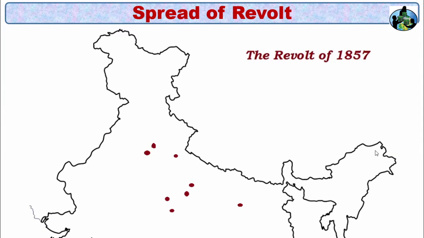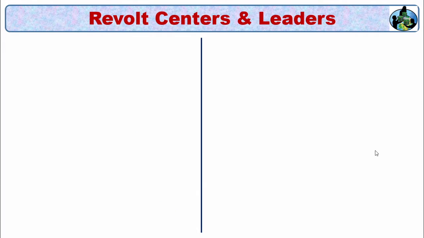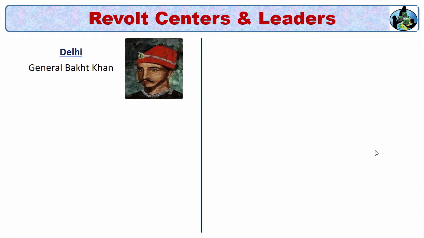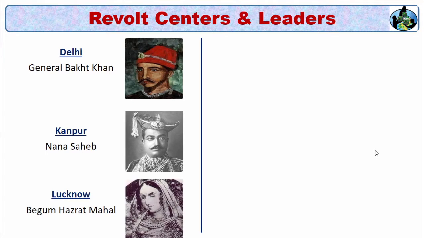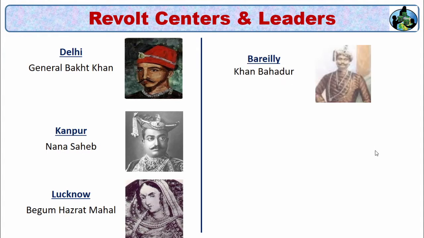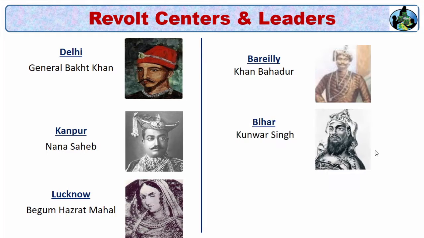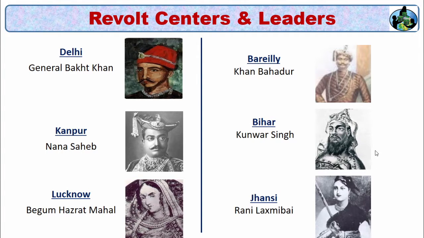Starting from Meerut, the revolt spread to Delhi, Bareilly, Lucknow, Kanpur, Gwalior, Jhansi, Bihar, and many other parts of India. Now take a look at revolt centers and leaders. Though the Mughal Emperor Bahadur Shah II was the leader of Delhi, it was actually led by General Bakht Khan. Kanpur revolt was led by Nana Sahib, Lucknow by Begum Hazrat Mahal, Bareilly by Khan Bahadur, Bihar by Kunwar Singh, and Jhansi by Rani Lakshmi Bai.